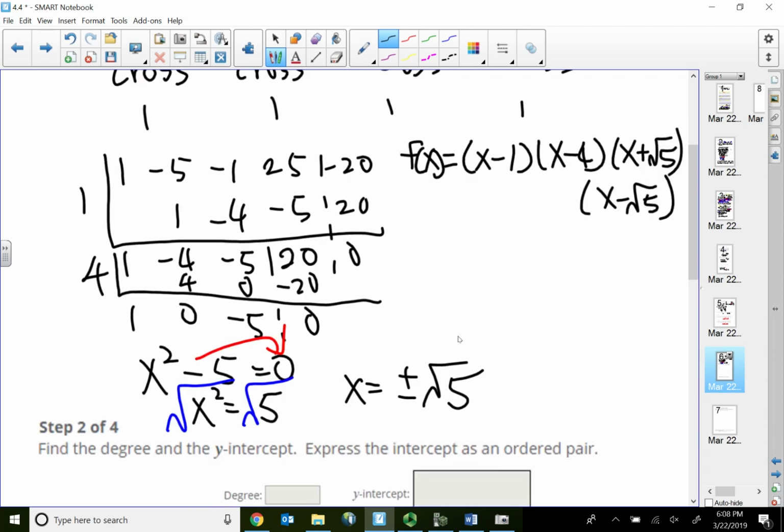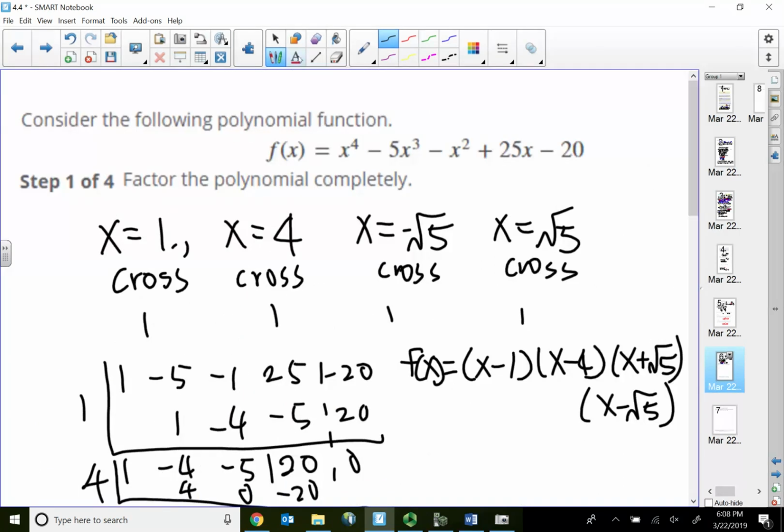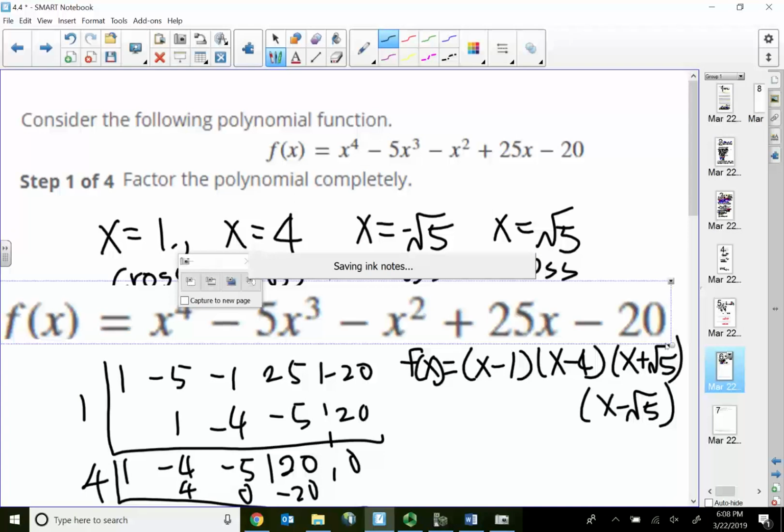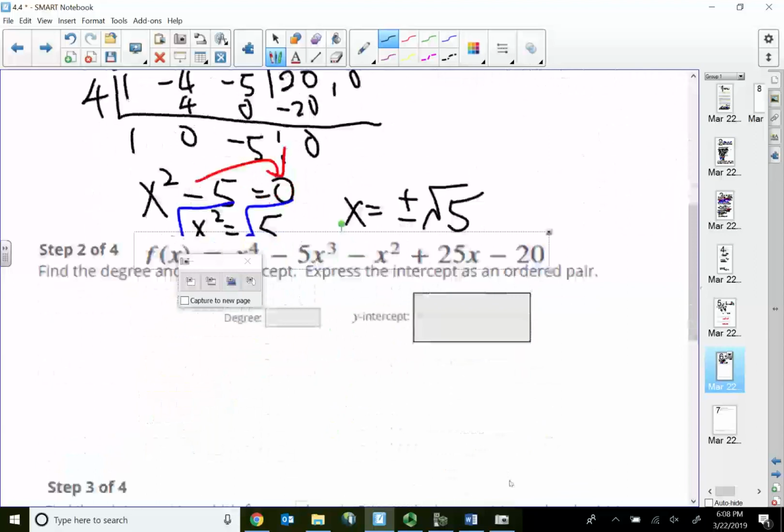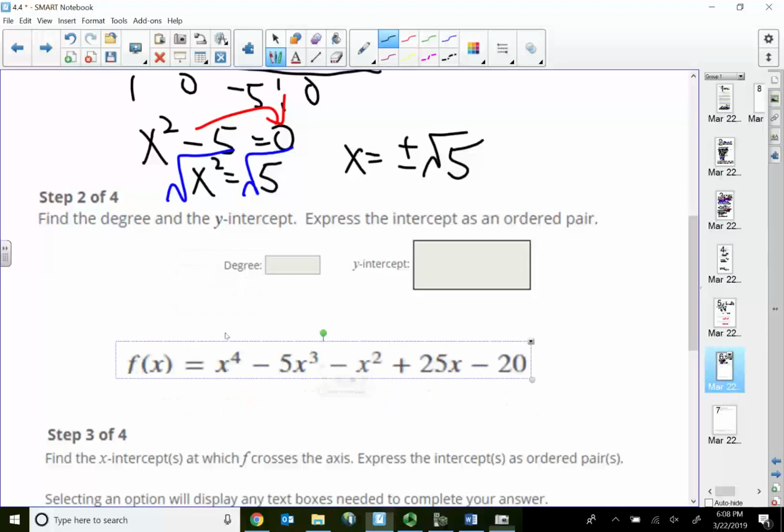All right, so I'm going to take a picture of this so I can move it down to do my intercepts. Hopefully by now you can just look at this polynomial function and already determine that the degree is 4. And the y-intercept means find y when x equals 0. So plug in 0 for all these x's that you see. That means every one of these terms will cancel out, which leaves you with negative 20.